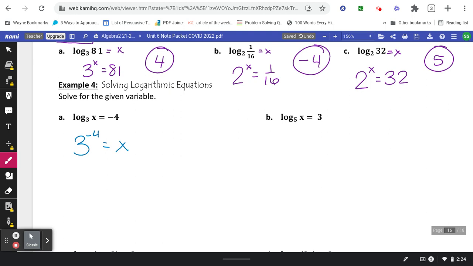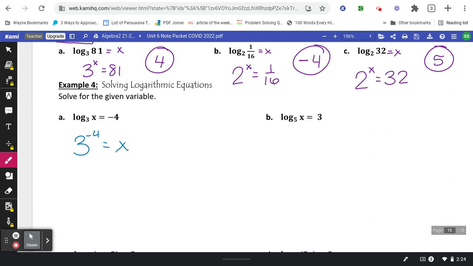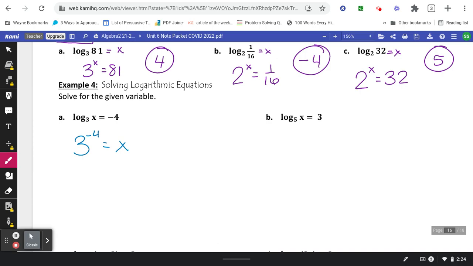You could type that into your calculator, 3 to the negative fourth. Notice you'll get 3 to the exponent of negative 4. You do get a big long decimal there. So you could write that down, or if you wanted to, you could do 3 to the fourth power, 81, and then just make that 81 into a fraction, 1 over 81. Again, either one is fine, but you'll probably see 1 over 81 more often.